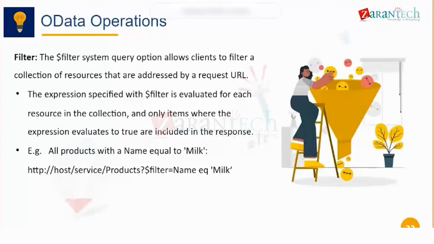The expression specified with filter is evaluated for each resource in the collection, and only items where the expression evaluates to true are included in the response. Here is an example. Within the products, if you want to find only a product that has a name equal to milk. So within the products, you can have many other items also, fruits or vegetables, etc. But if you want to see only something that is matching with the milk, you can also give that as a filter.